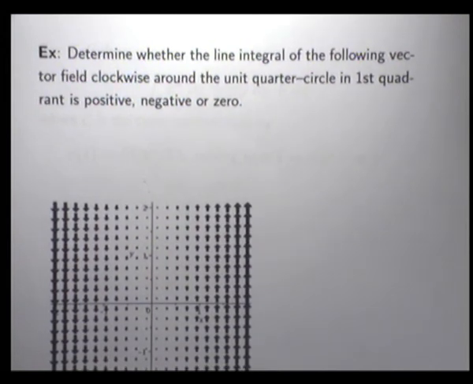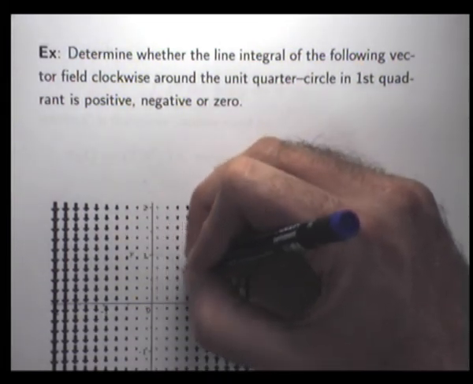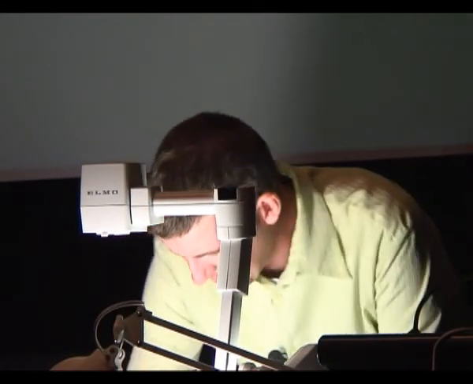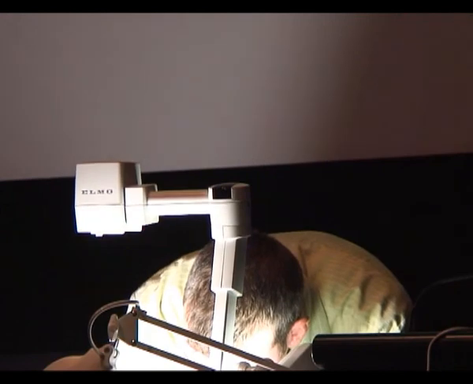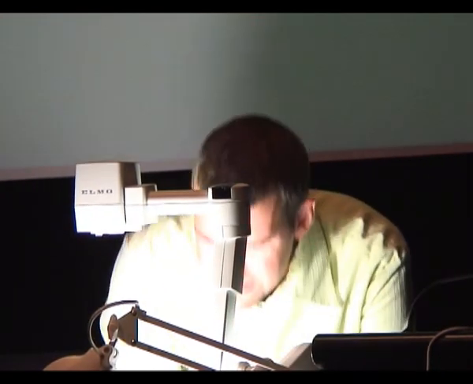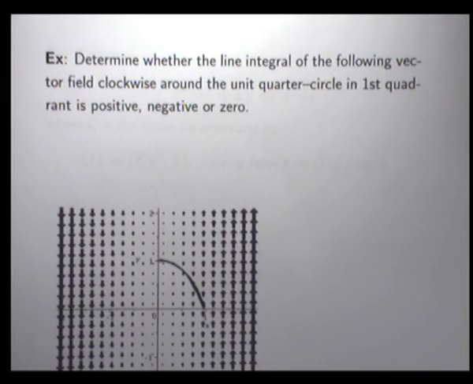Determine whether the line integral of the following vector field around the curve, the unit quarter of the circle, clockwise, is positive, negative, or 0. So let me see if I can draw this in. All right. Who thinks it's positive? Who thinks it's negative? Who thinks it's 0? Who doesn't care? All right. Good.